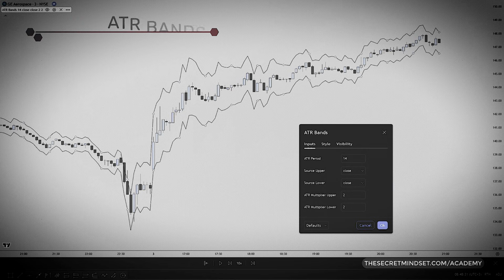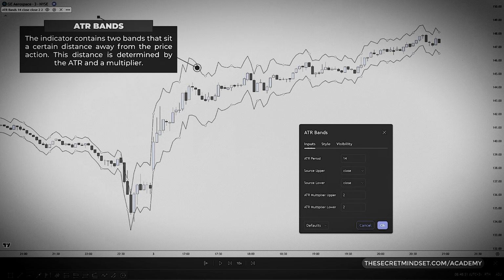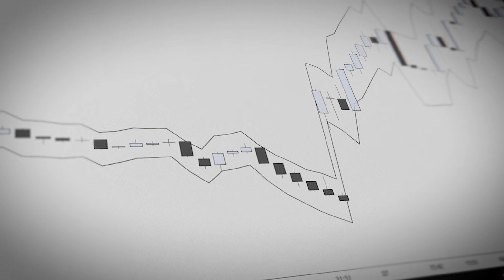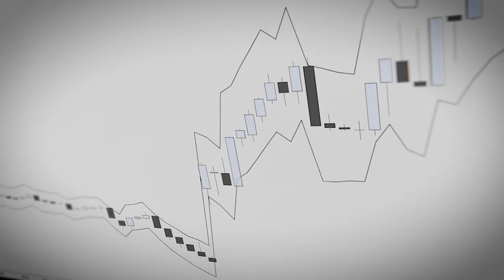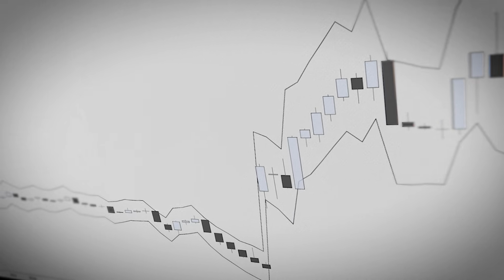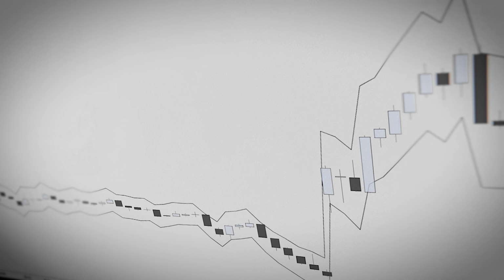The ATR bands indicator is another volatility-based tool, which creates bands around the price action using the average true range. This indicator contains two bands that sit a certain distance away from the price action. This distance is determined by the ATR and a multiplier. Think of it like a river with two banks. The price action is the water, and the ATR bands are the river banks, containing and guiding the flow.